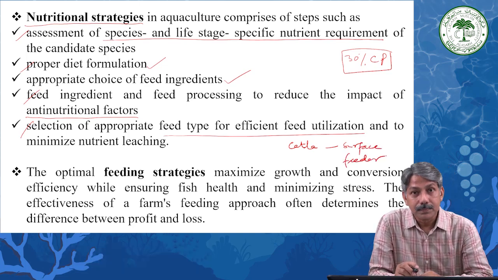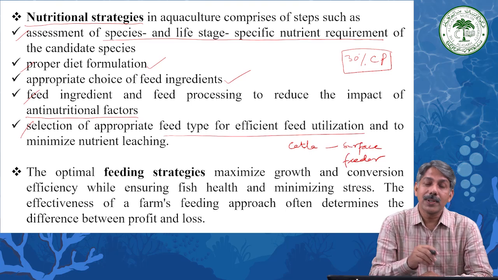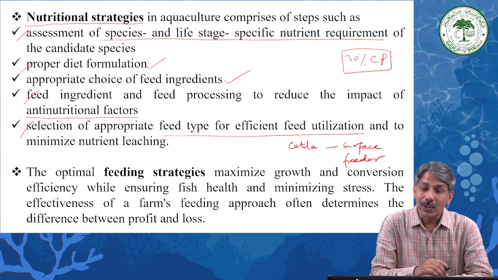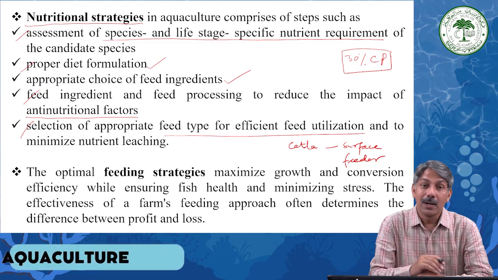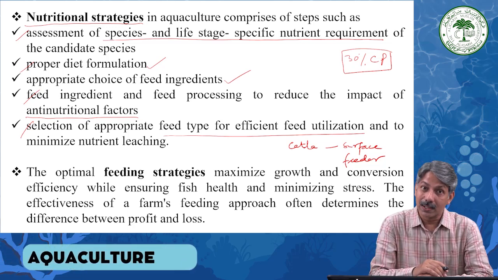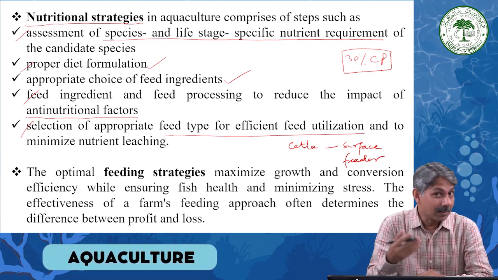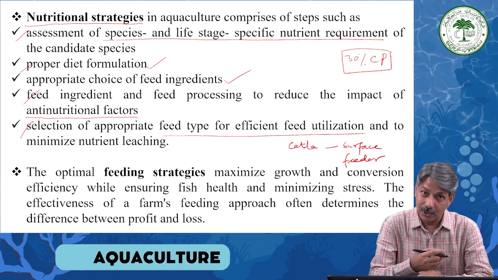Katla is a surface feeder. If you are providing them with a fast-sinking diet, what will be the result? The result will be that katla will not show growth. The feed will not be properly utilized, right? And there will be a lot of feed wastage. So you are putting in food, but it is only a waste of money, and putting more contaminants into your aquatic system, ultimately deteriorating the water quality and putting the fish under stress.